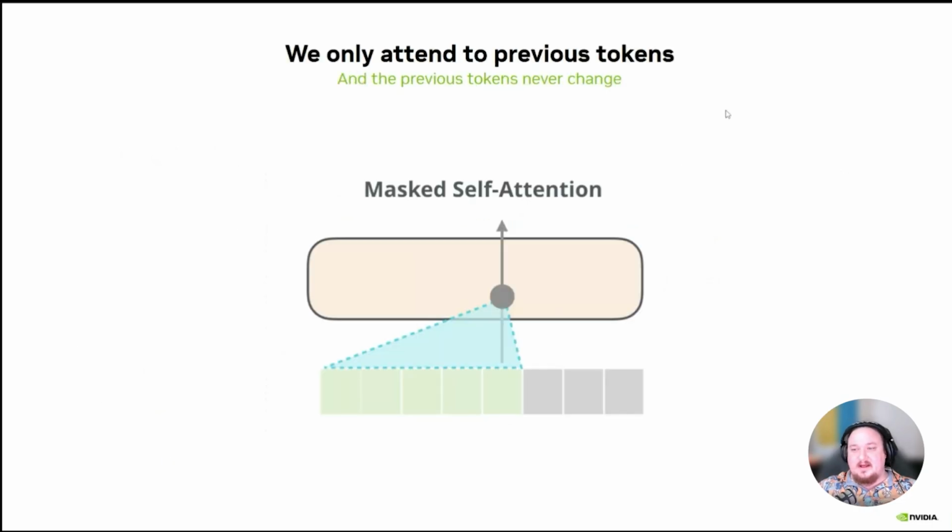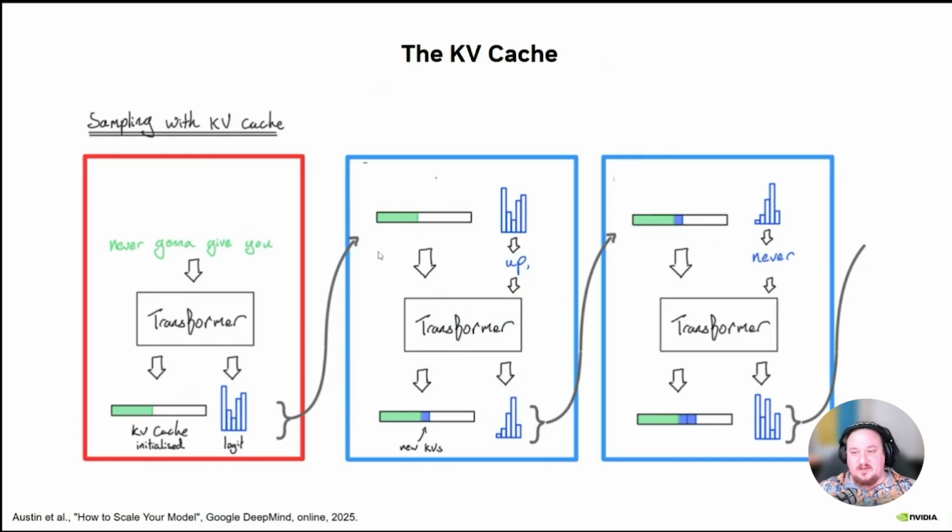One thing you're going to notice though is that we only actually attend to previous tokens. We never care about new tokens until we start thinking about the one after that. Something else you might notice is that the previous tokens are completely unchanging. In the example we saw of Rick Astley's "Never Gonna Give You Up," "never gonna" stayed the same the whole time. So this is an area we can exploit because we know it's never going to change. So what do we do? We add what's called a KV cache.